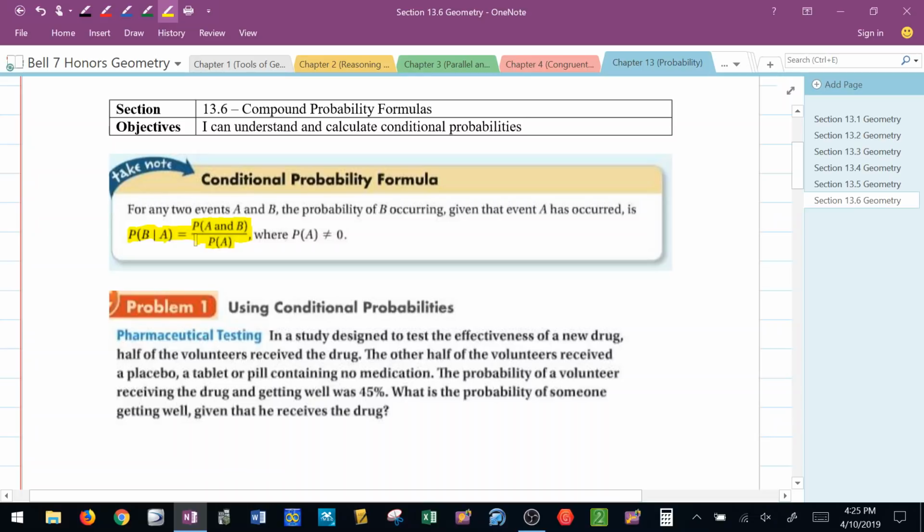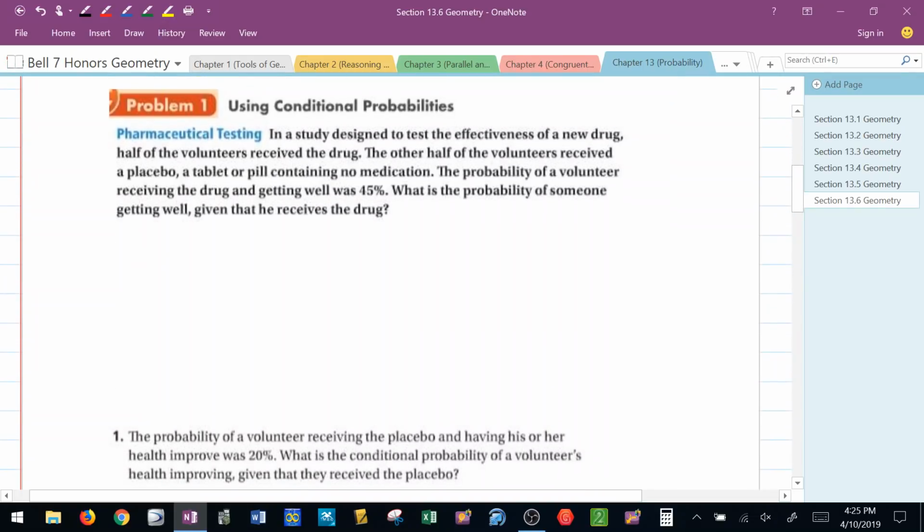Then we're going to apply this formula in a couple of situations. For the pharmaceutical testing, it says in a study designed to test the effectiveness of a new drug, half the volunteers received the drug. The other half received a placebo, a tablet or pill containing no medication. The probability of a volunteer receiving the drug and getting well was 45%. What is the probability of someone getting well given that he received the drug?